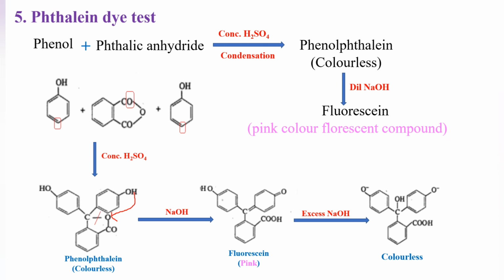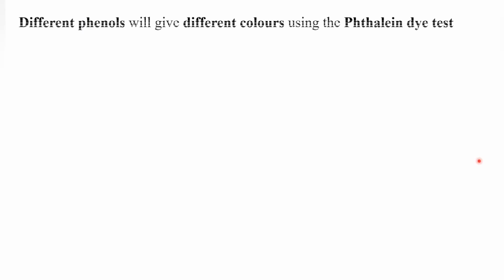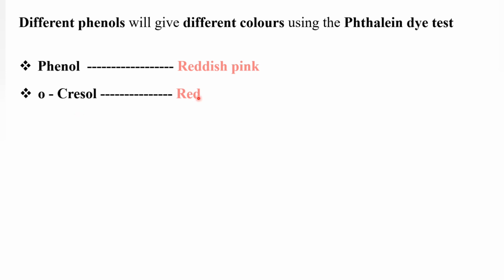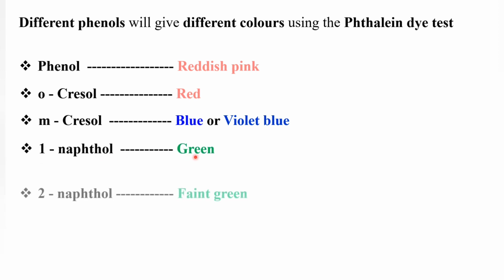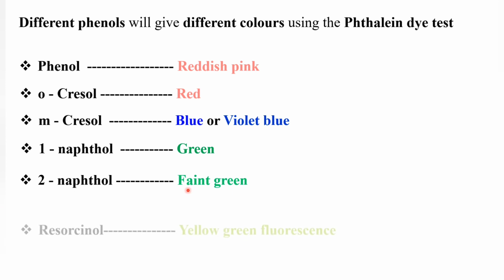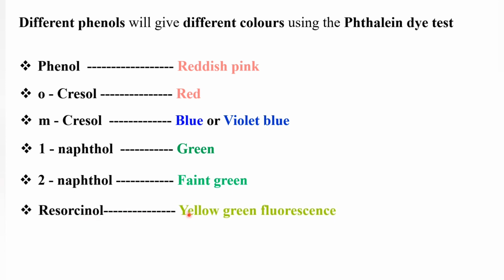Other phenols are giving colors to this test. We'll see that. So if it is phenol, we are getting reddish pink color. If it is orthocresol, we are getting red color. And if it is metacresol, we are getting blue or violet blue color. If it is alpha naphthol, that is 1-naphthol, we are getting green color. 2-naphthol, we are getting faint green. Resorcinol, we are getting yellow green. And finally for hydroquinone, we are getting deep purple color.